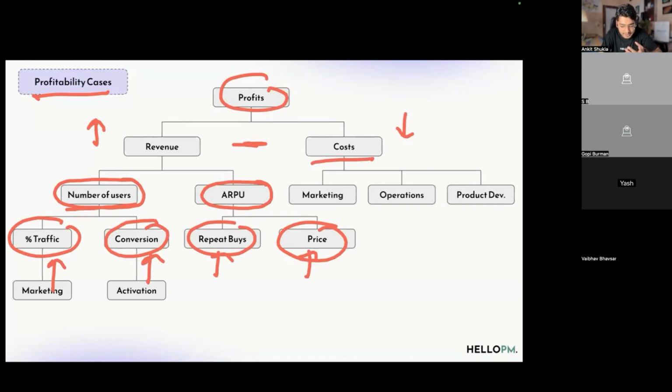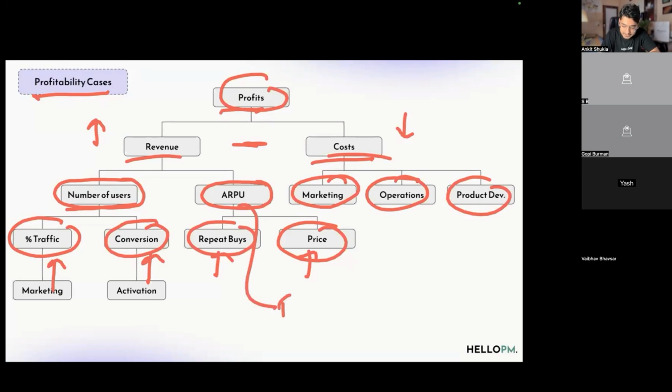Eventually, to drive the cost, you understand there is some cost on marketing, some cost on operations, some cost on product development. So something that was very vague, how would Blinkit improve its profit? From very vague, if you create this particular chart, you will be able to understand how I can go ahead and improve the profitability of this company.